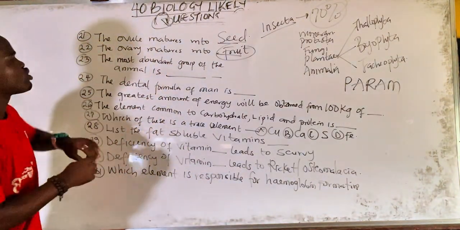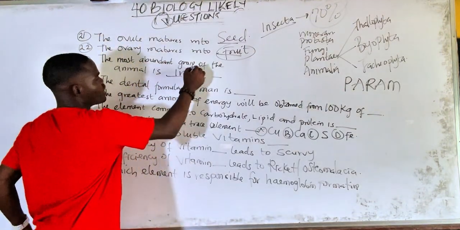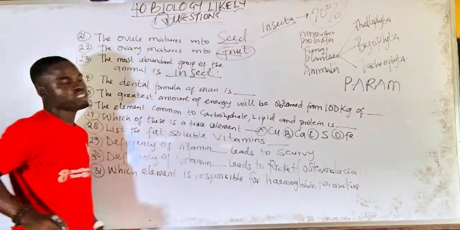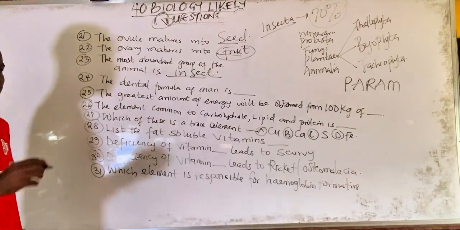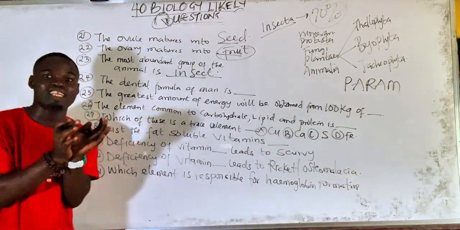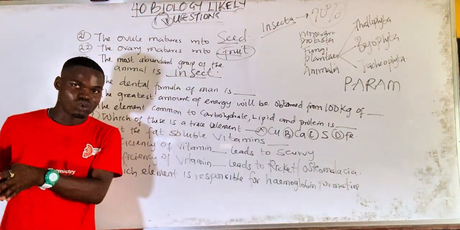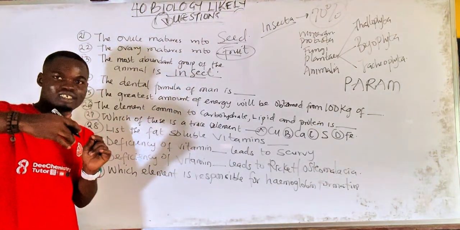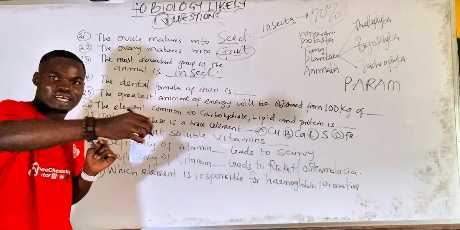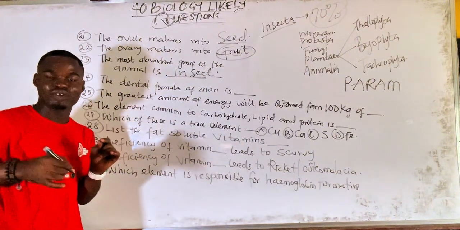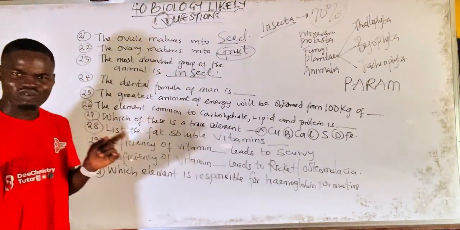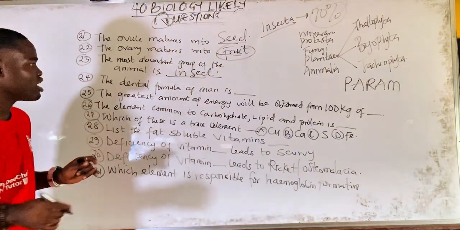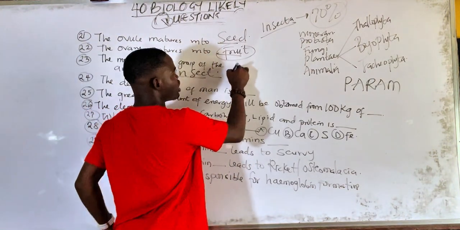So the most abundant group of animals is the Insecta. Please take note of that. They are generally under the phylum Arthropoda. So the Arthropoda is now divided into different classes: the crustaceans, the Insecta, the Myriapoda. I don't know if you have seen those things. And Arachnida.